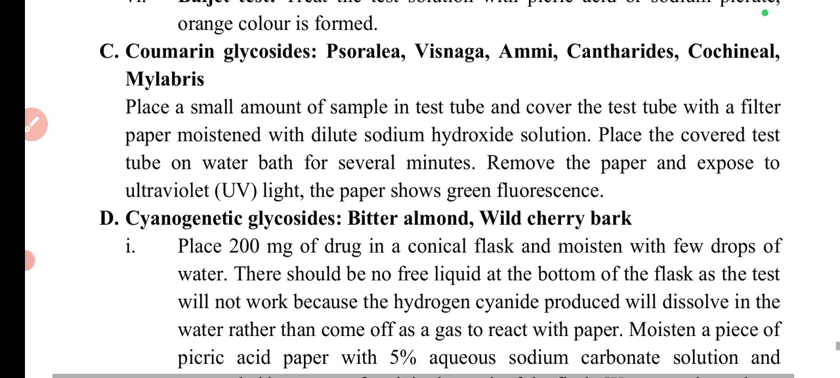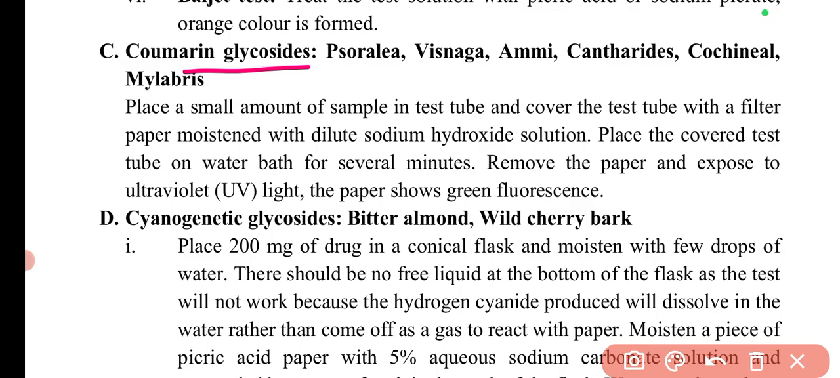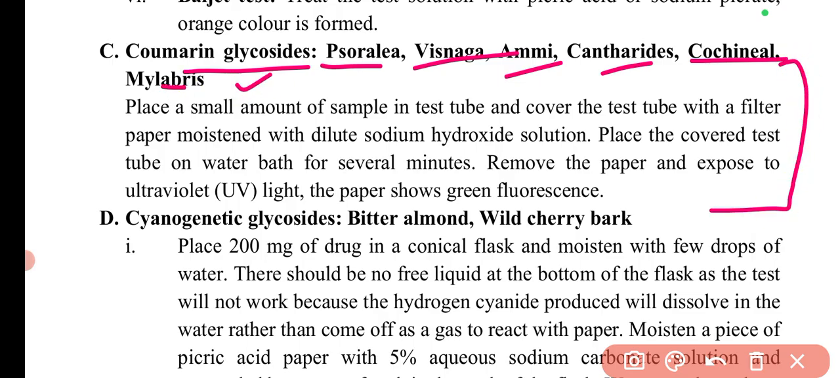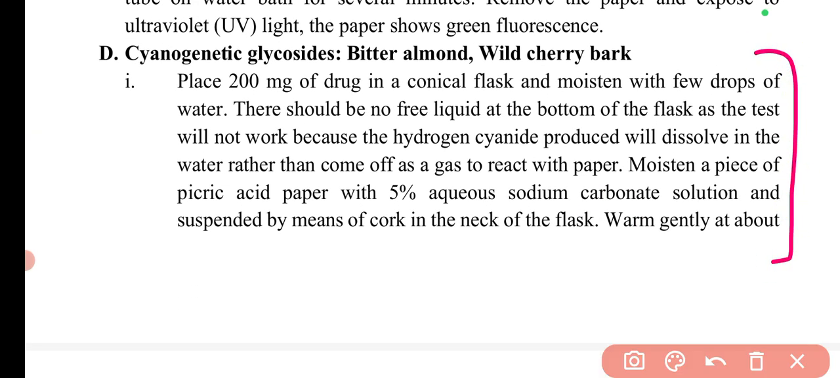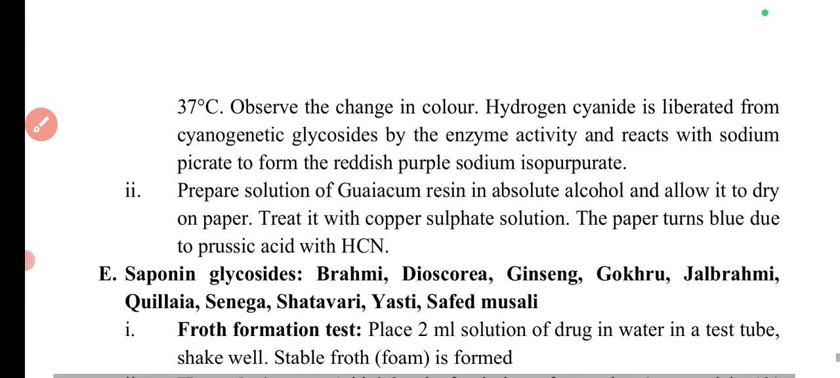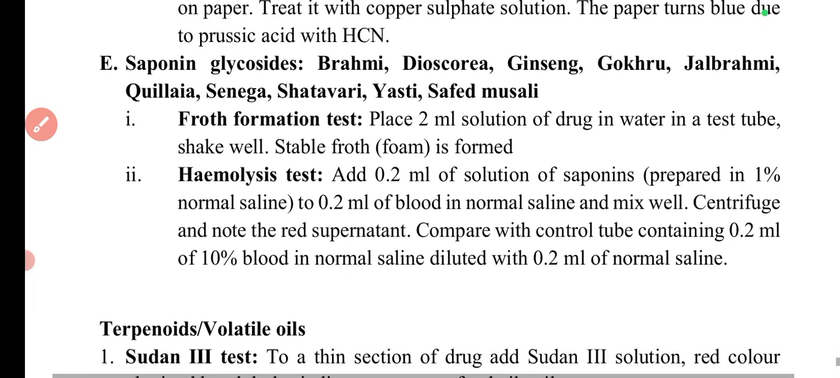Next, we can move to the coumarin glycosides, in which there are Psoralea, Ammi visnaga, Cantharides, Cochineal, and others. These tests you can read from here. Then again, there are cyanogenetic glycosides. There are several, but basically here only the procedures are mentioned. There is no specific named test for these compounds. So the tests which have names, those are very important.